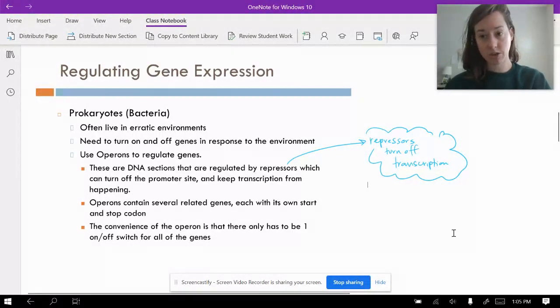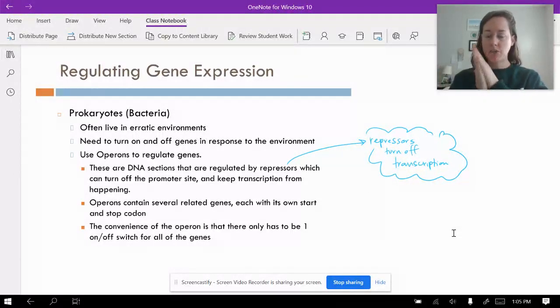If the genes aren't expressed, what that means is that they're not being transcribed and therefore they're not being translated. So an expressed gene means a gene that is being used to make a protein.